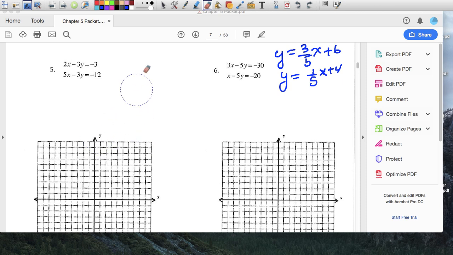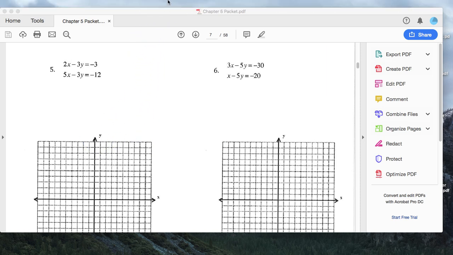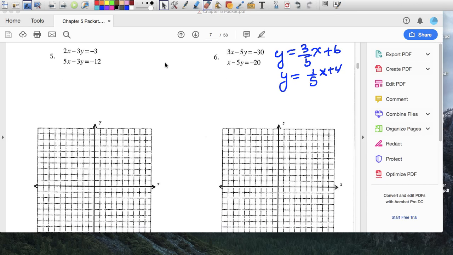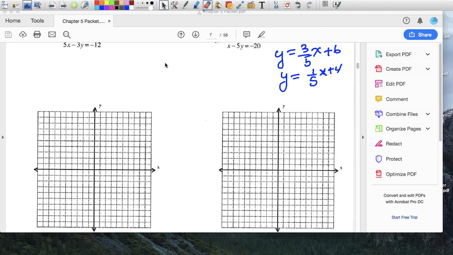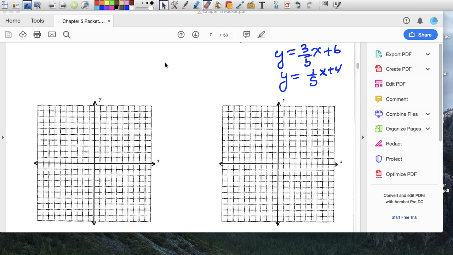So we have our two equations. My first equation, I know that the y-intercept is going to hit the y-axis at 6. So 1, 2, 3, 4, 5, 6. Here's my y-intercept. And now I know my slope is 3 over 5.